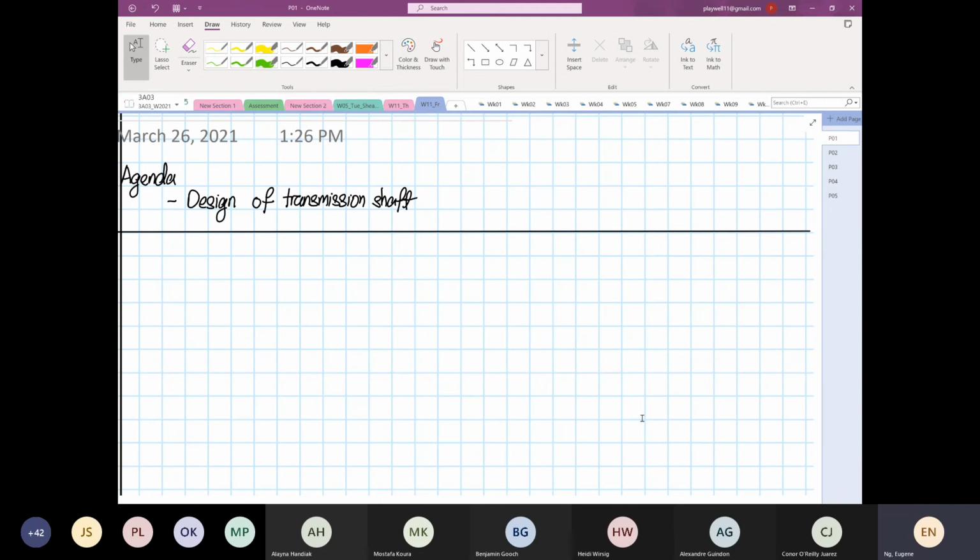So as I mentioned, design of transmission shaft is usually done by mechanical engineers. Very seldom are civil engineers involved. Material science, maybe sometimes, they have to know.